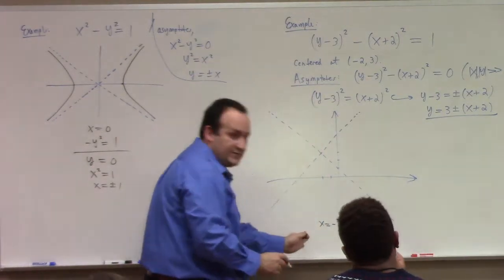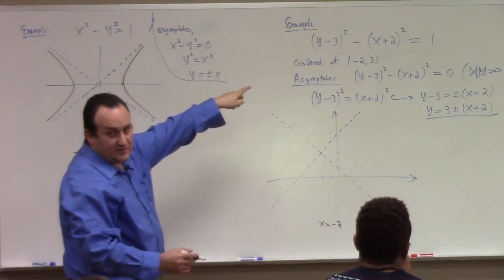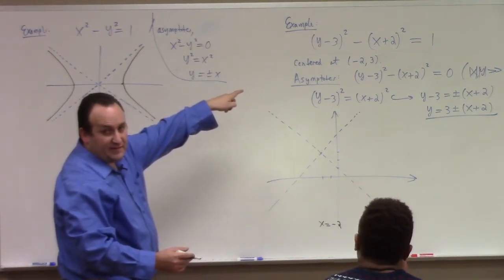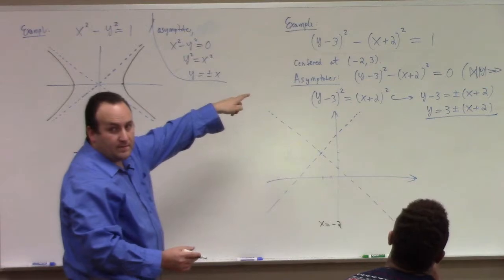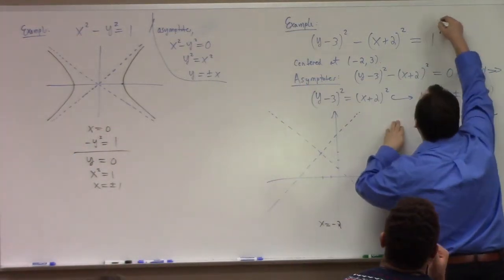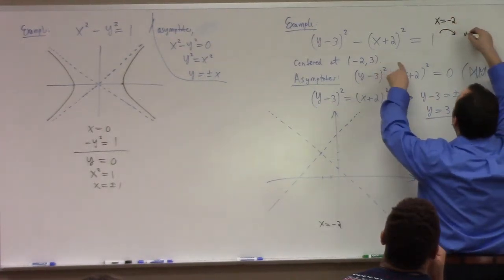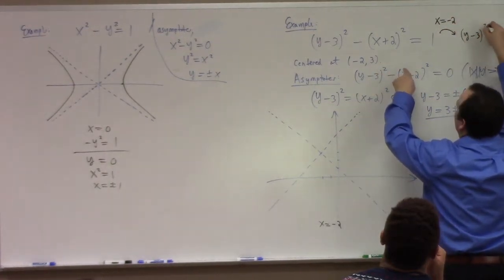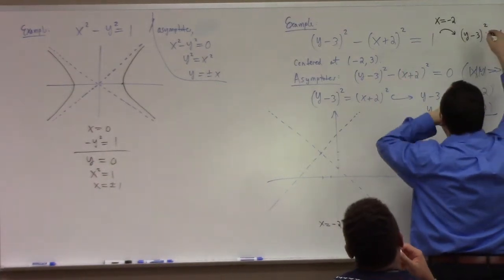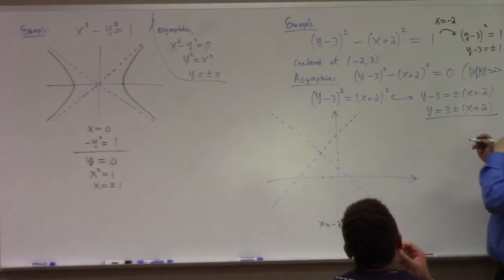X equals minus 2 is right there, right? So does this equation have a solution at x equals minus 2? If it does, then it opens vertically. If it doesn't, it opens horizontally. So just plug in. If we plug in, it's too hard. What do you mean? X equals minus 2 gives me (y minus 3) squared equals 1, which tells me that y minus 3 is plus or minus 1, right? Which gives me more information, too.